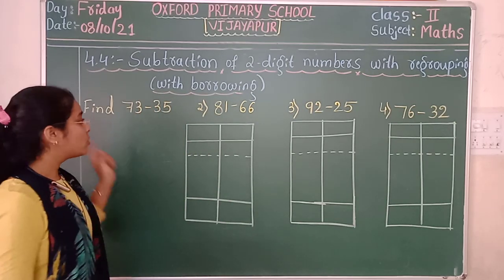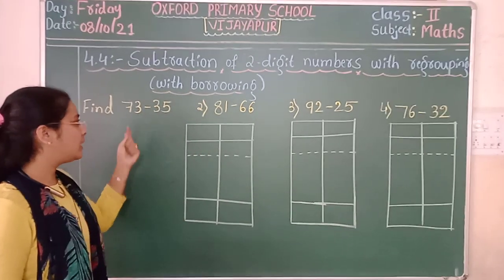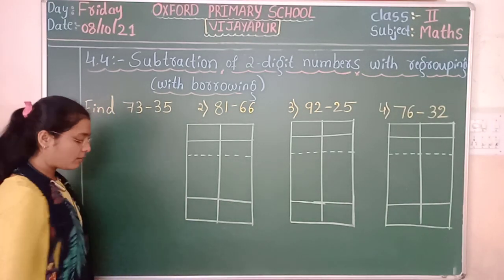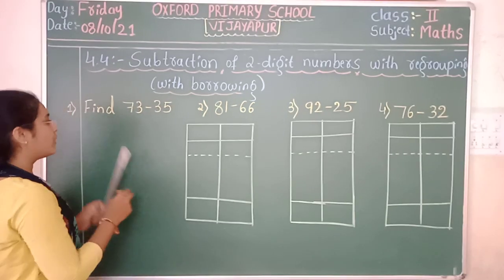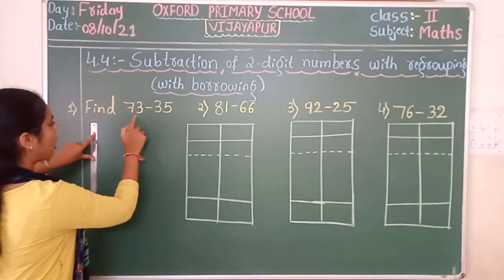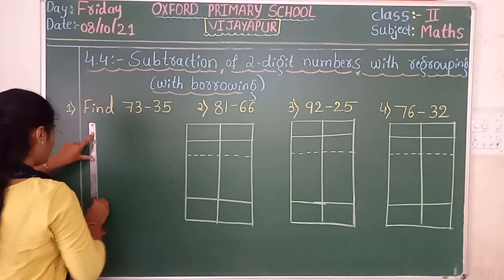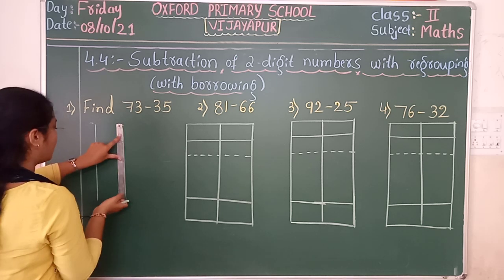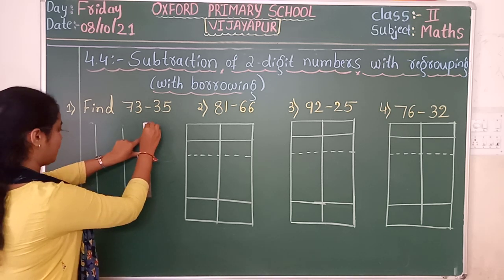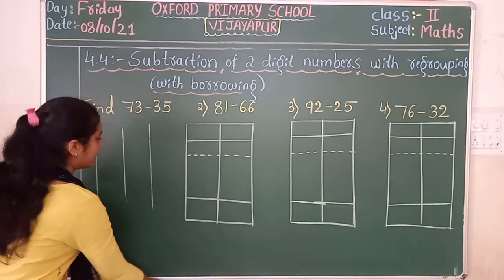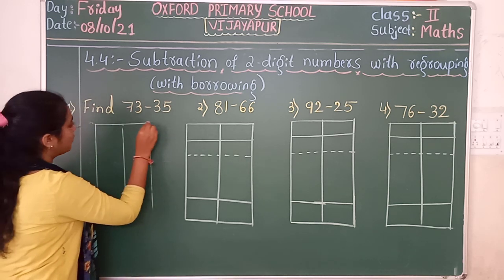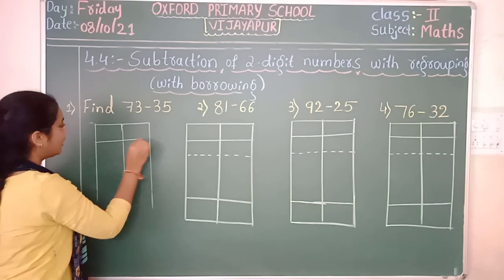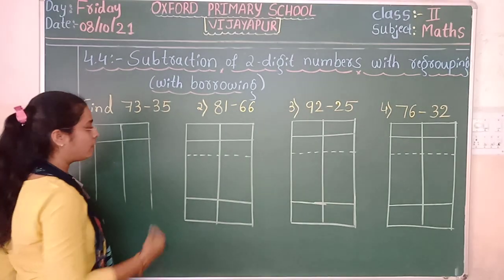At first, the question they will ask is: find 73 minus 35. This means we have to find the subtraction answer. By seeing these numbers, we have to make a column. How many columns do I have to make? I have to make 2 columns to write the numbers. Next, in the first box we leave space to write the places. Which are the places? Ones and tens place. We have 2-digit numbers.